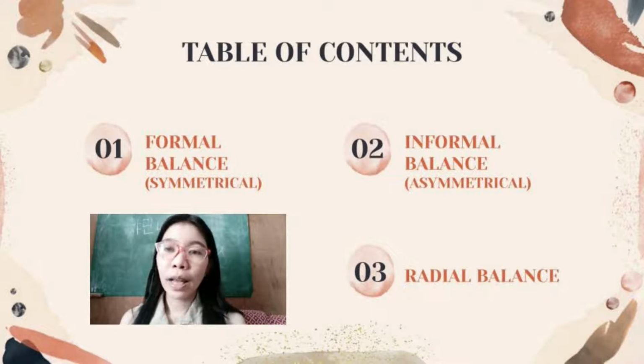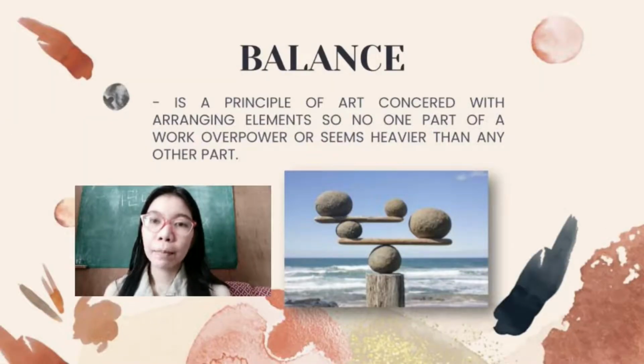Now that we already know the elements of arts, we can put that all together to form balance. First, let's define what is balance. Balance is a principle of art concerned with arranging elements so no one part of a work overpowers or seems heavier than any other part. It is also a visual distribution of weight through color, texture, and space. Balance helps make an image feel stable. The factors that influence visual weight will be discussed by Teacher Shirlene later on.